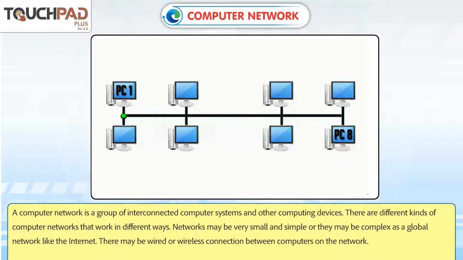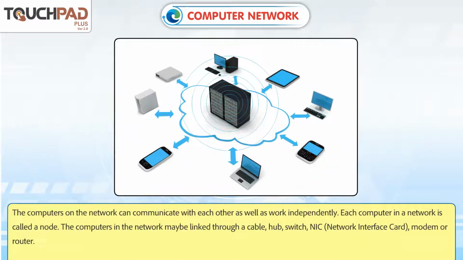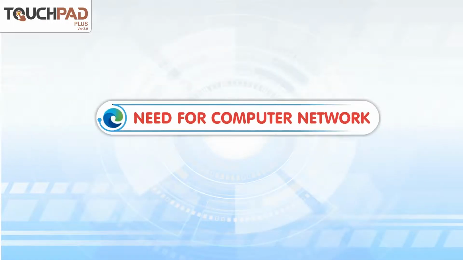There may be wired or wireless connection between computers on the network. The computers on the network can communicate with each other as well as work independently. Each computer in a network is called a node. The computers in the network may be linked through a cable, hub, switch, NIC, that is, Network Interface Card, modem or router.